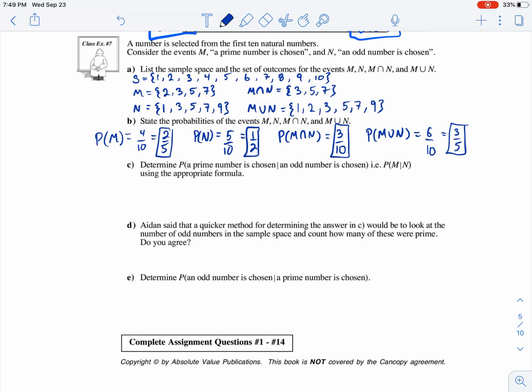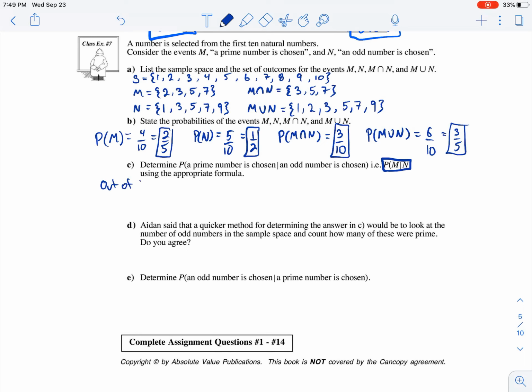Question C. Determine the probability a prime number is chosen, given that an odd number is chosen. So that was that conditional probability that we have to understand. Now, there's kind of 2 ways around these questions. We could work with the formulas, or we could just understand what this notation is trying to tell us. So determine the probability that a prime number is chosen, given that an odd number has already been chosen.